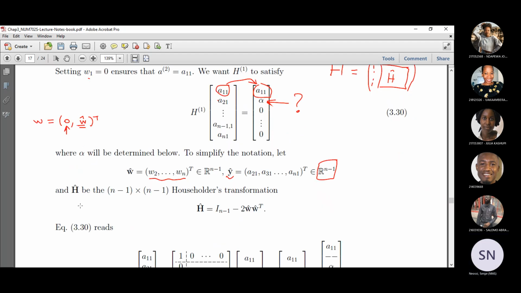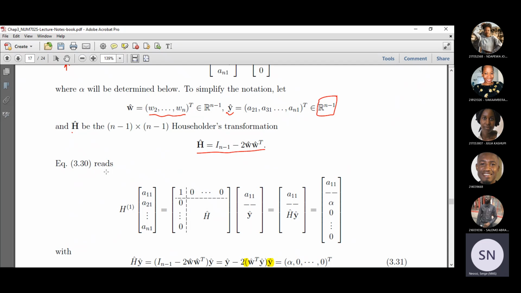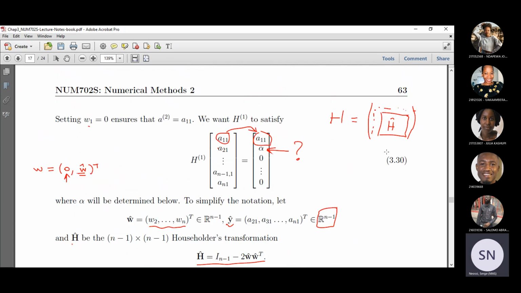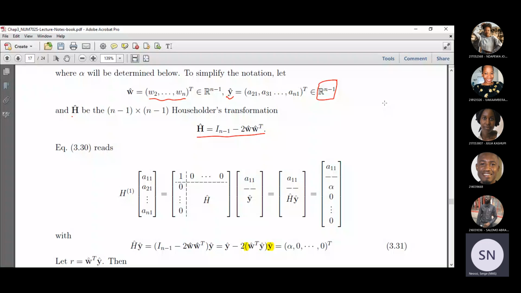Okay, and now this H hat, which is n minus 1 by n minus 1, has all the transformation given by this expression. So if we know W hat, we have W, right? Because W is, in fact, W hat because the first entry is already fixed to 0. So you see, now we are going to work with a reduced expression. So what I wrote here, this H is what we have here, right?